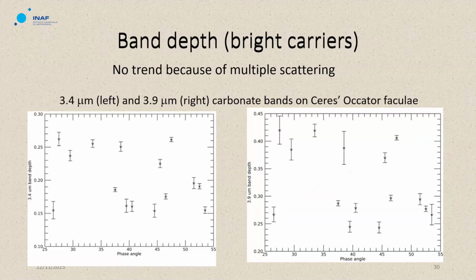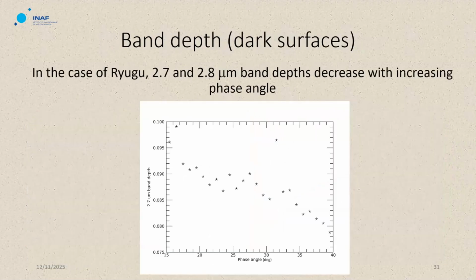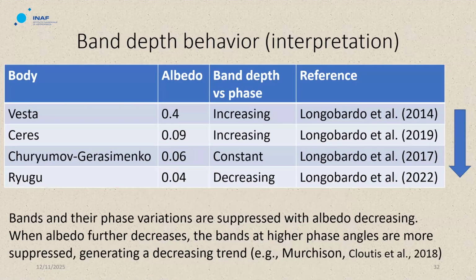And again, the same decreasing, increasing trend is removed when we have a dark surface. This is the case of Ryugu. The 2.7 and 2 micron band depths decrease with phase angle. What is the interpretation? When we darken the surface, we have more opaque materials, and these materials suppress the reflectance, but also suppress any trend of reflectance. And in fact, we have the case of Churyumov-Gerasimenko, which has a smaller albedo than Ceres.